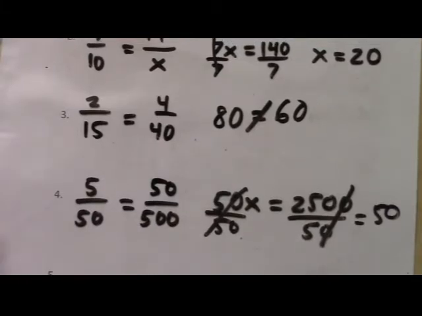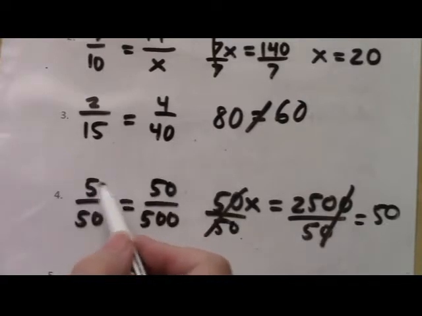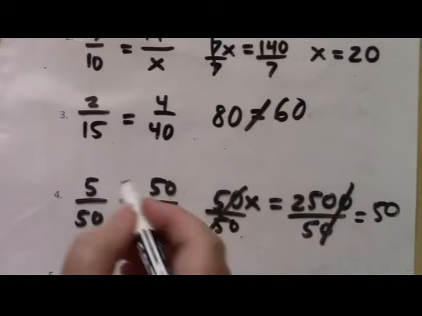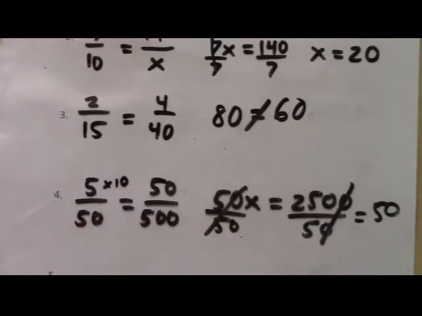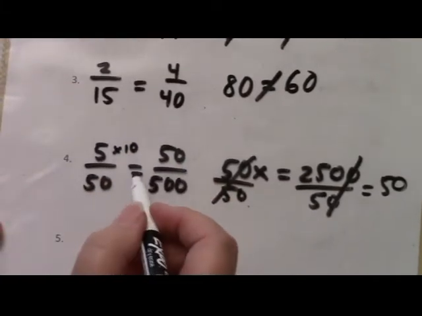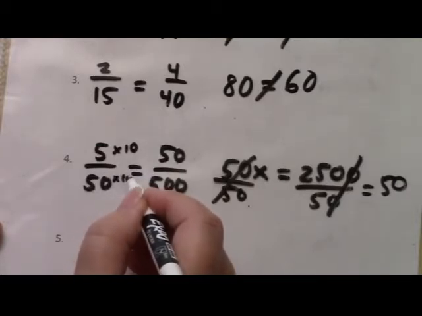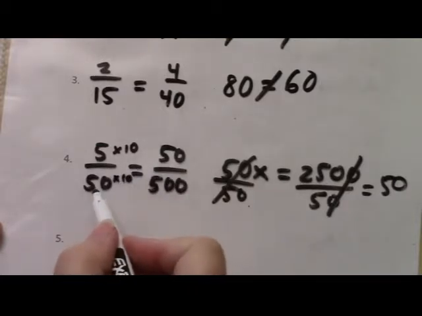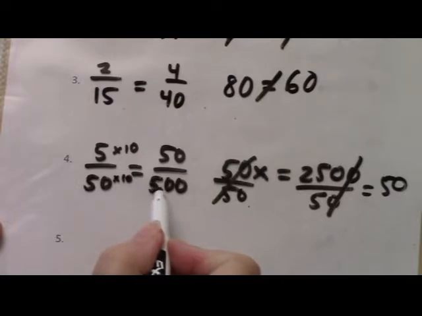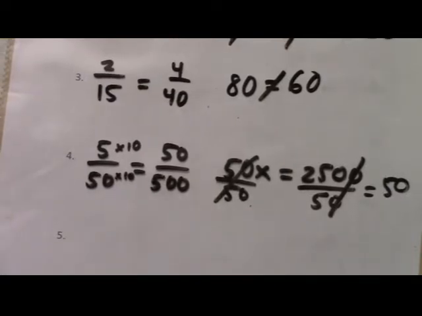Another way to check on some simple problems like this, where the numbers aren't too complicated, is to see their proportional growth. 5 times what could give you 50? 5 times 10. And for them to be equivalent, you would have to multiply this by 10 also. And is that true? Is 50 times 10 500? Yes. So that's another way to check.